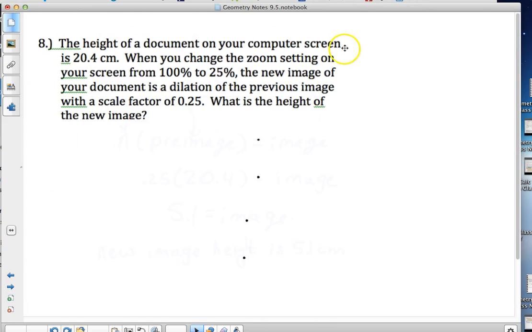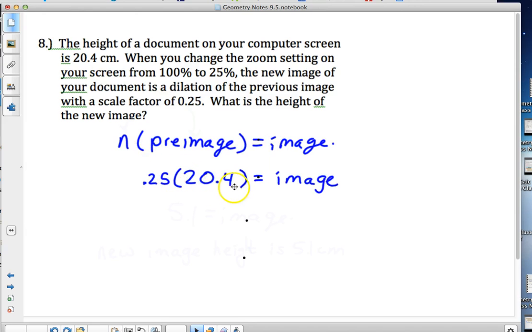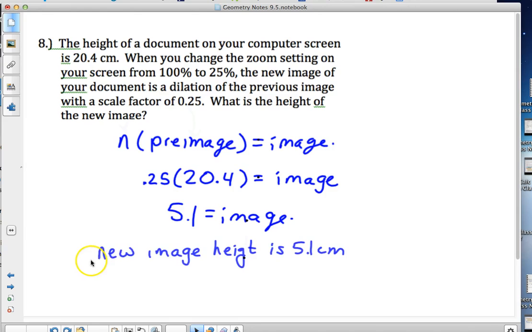Problem 8, the height of a document on your computer screen is 20.4 centimeters. When you change the zoom setting on your screen from 100% to 25%, the new image of your document is the dilation of the previous image with a scale factor of 0.25. What's the height of the new image? I'm going to set it up like this. Okay, my pre-image is 20.4, my n was 0.25. Okay, my image is what I'm being asked to find. Well, I just multiply those out now, and I'm able to find that my image is 5.1, and word problem, word answer, new image height is 5.1 centimeters.